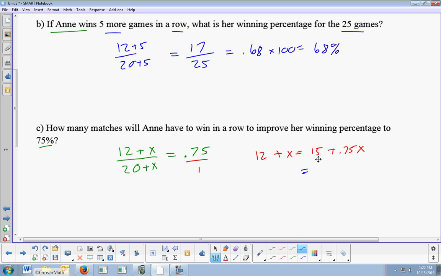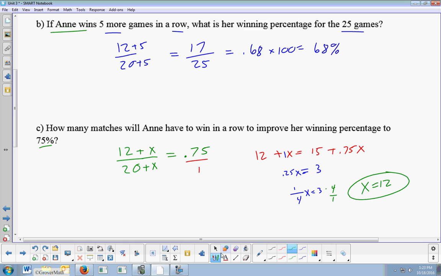I'll subtract 12 over here to get 3. I'll minus 0.75x to get 0.25x. Remember, this is 1x, and 1 minus 0.75 is 0.25, which is the same thing as a fourth. 3 equals 0.25x. And I'll have to divide by 0.25, which is the same thing as multiplying by the reciprocal, 4 over 1. Works out to be x equals 12.